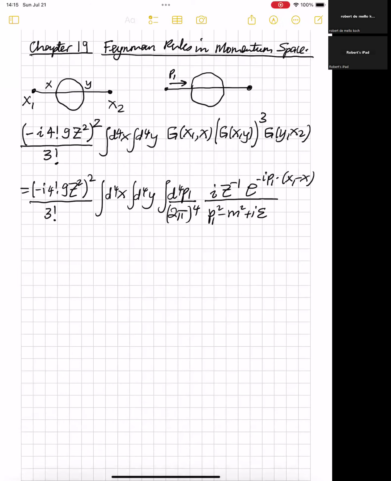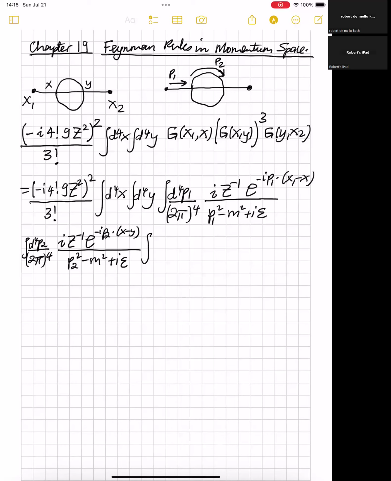So now we need to write down 3 propagators going from x to y. So we will have an integral d4 P2 over (2π)^4. We will have an i z inverse e to the minus i P2 dotted into (x minus y) over P2 squared minus m squared plus i epsilon. And we can imagine that a momentum P2 is associated with the top line going from x to y.